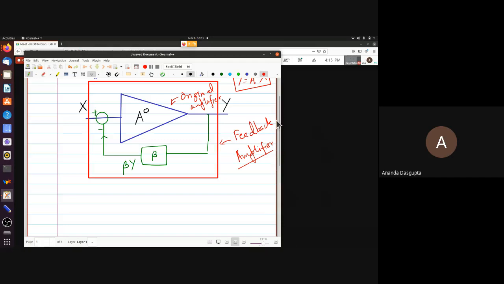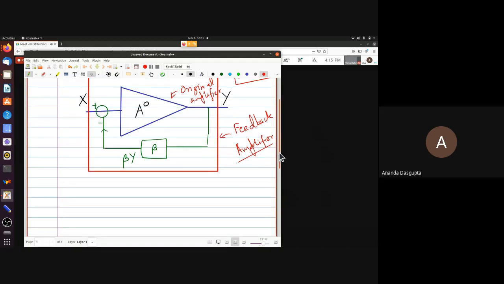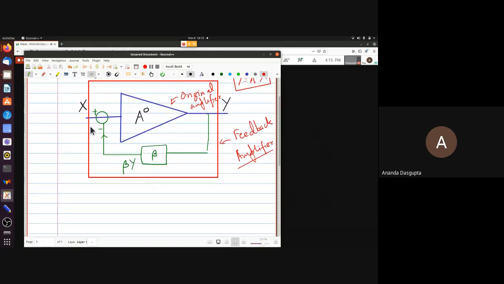Now, what is the input to this? The input to this feedback amplifier is, of course, X. But what is the input to the actual amplifier that you had inside? Could somebody just tell me that? That would also prove to me that somebody is listening and not everybody has gone to sleep.